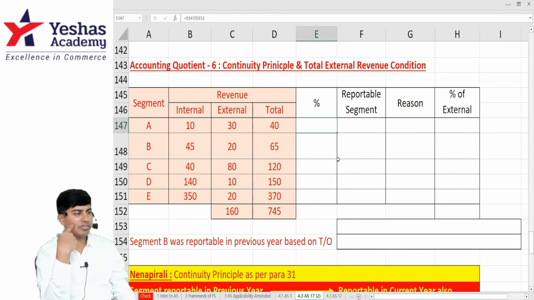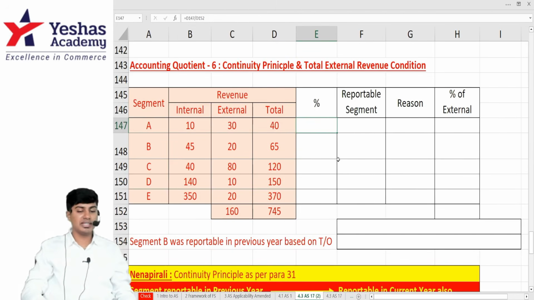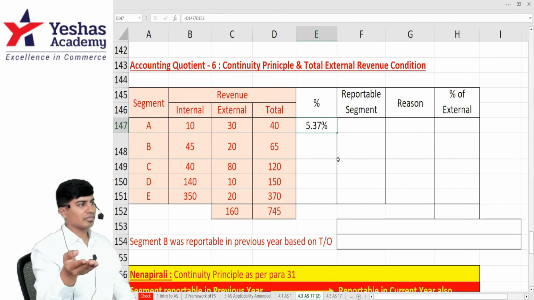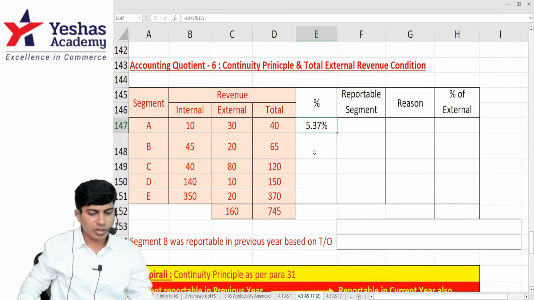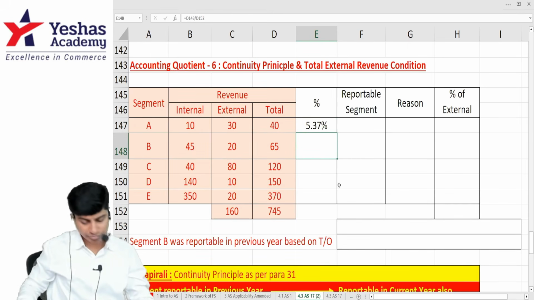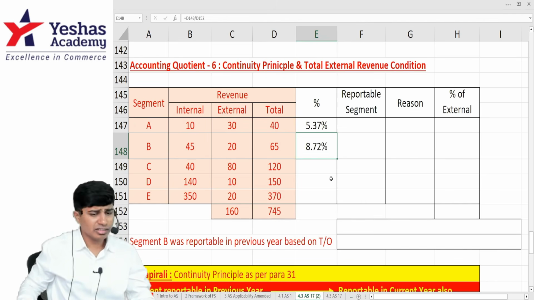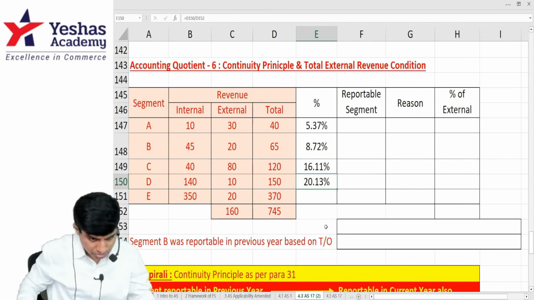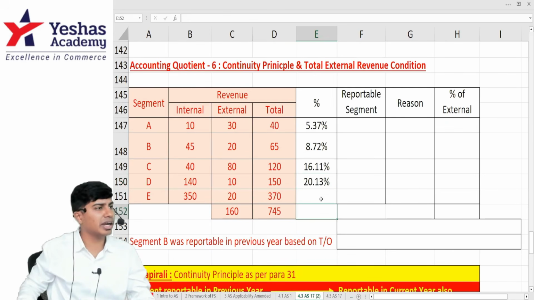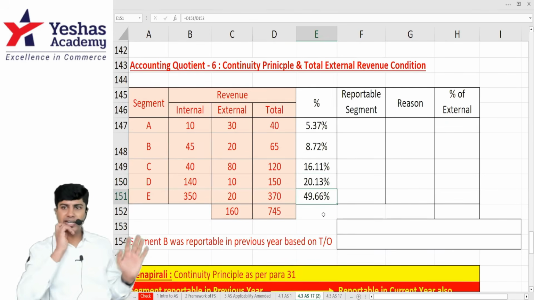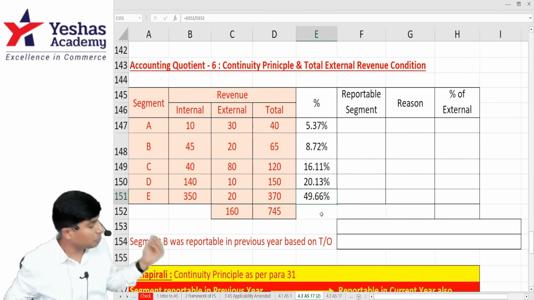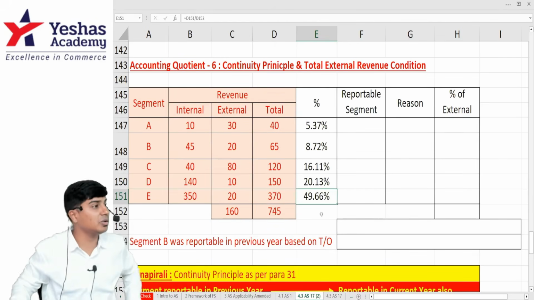What did I do? 30 by 160 or 40 by 745? First the 10% criteria. Total revenue 40 by 745. What do we get? Multiply into 100. 5.37%. Again, 65 by 745 into 100. Fast? 120 by 745 into 100. Okay, 150 by 745 into 100. How about 370 by 745 into 100? Everybody, look at the detail here. Can I identify the reportable segment based on the 10% criteria now?